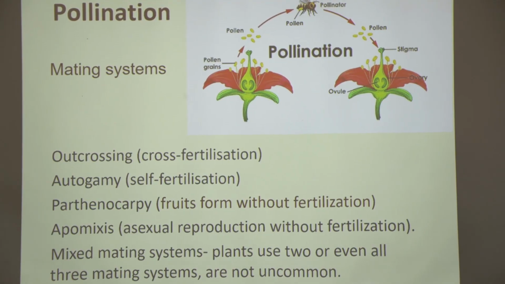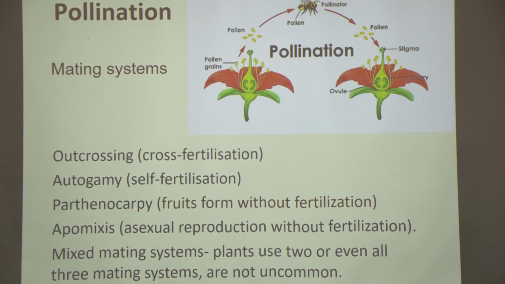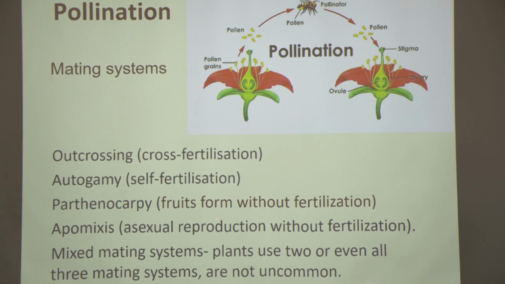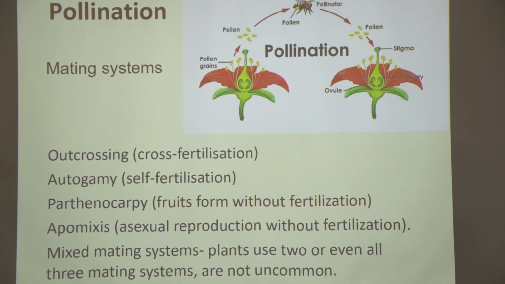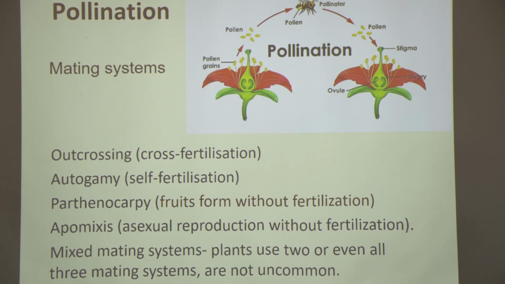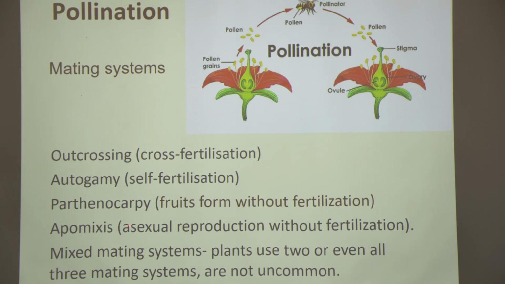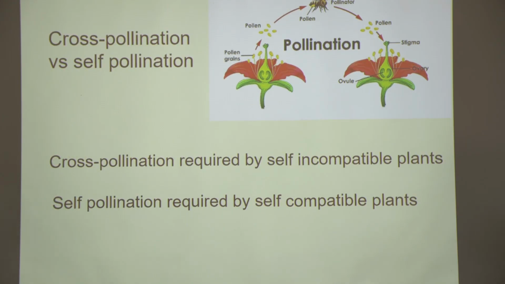So parthenocarpy, I'm not sure that there is a common name for that. So that's fruits that form without fertilisation, and asexual reproduction. Without fertilisation. Fruits form without fertilisation, and you have asexual reproduction without fertilisation. I might explain that as well when we get to some of the examples. And then there are mixtures of all these things in plants. So let's just look at a few examples of that.